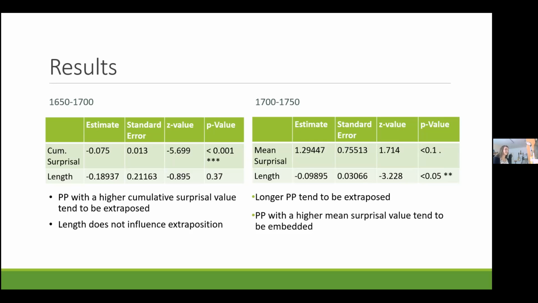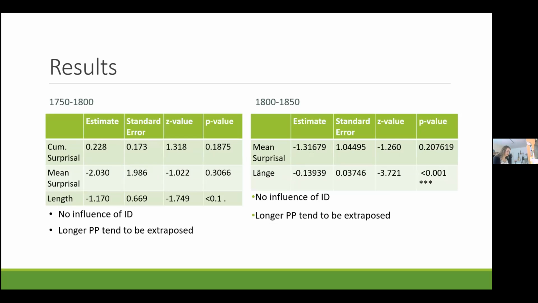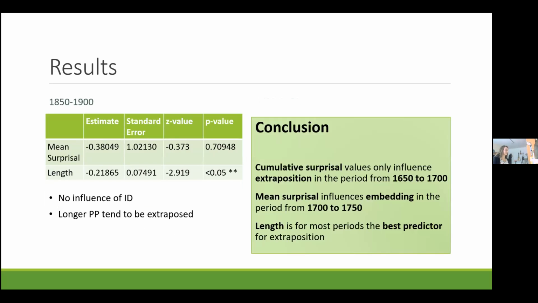So interestingly, for the period from 1700 to 1750, we find that high mean surprisal values favor embedding, but it's only slightly significant. And from now on, length will remain the most significant result. So long prepositional phrases are placed in the postfield according to our data. So you see absolutely no change for the next two periods, and also not for the last one.